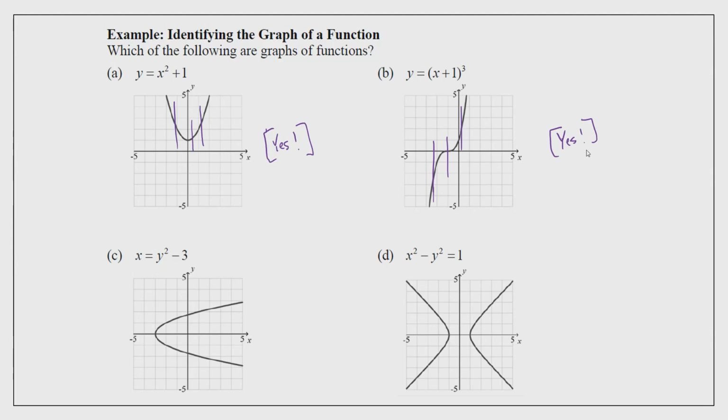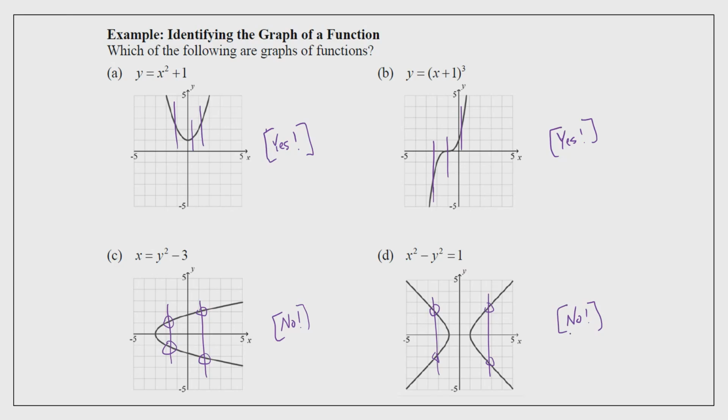Okay, C, we have the graph of x equals y squared minus 3. So I'm going to draw vertical lines. Oh, this vertical line touches the graph at 2 points. Oh, this vertical line does as well. So this would not be considered a function. And D, we have the graph of x squared minus y squared equals 1. I can identify vertical lines here that touch the graph at more than one point. So this also is not a function.